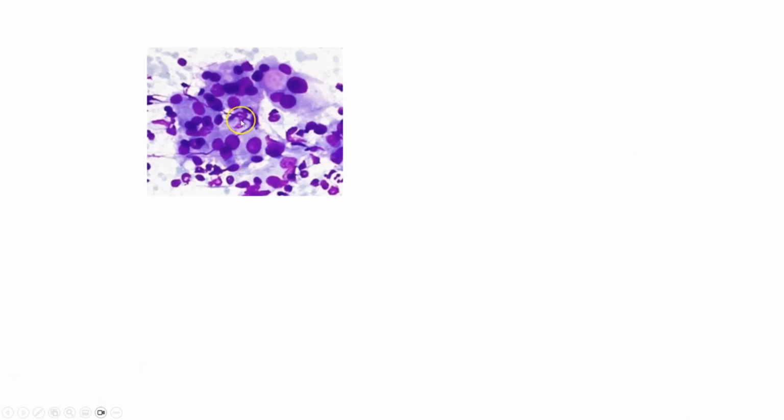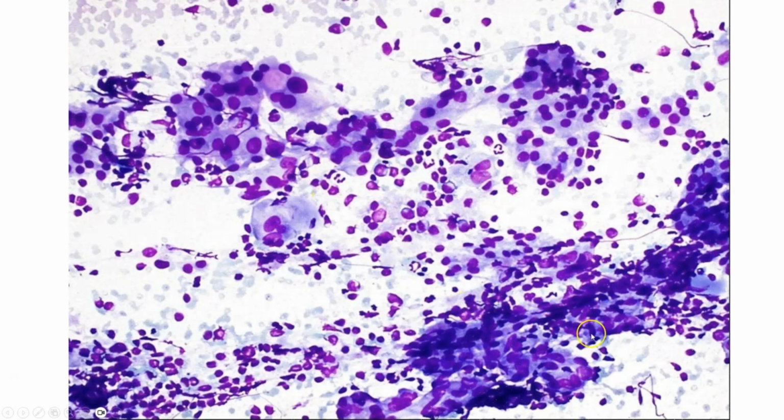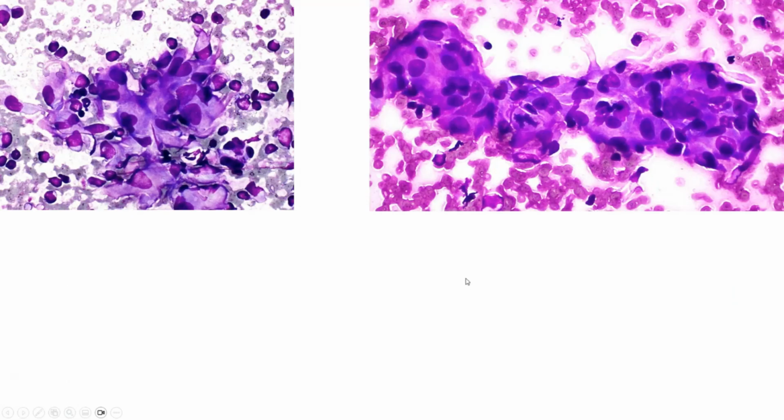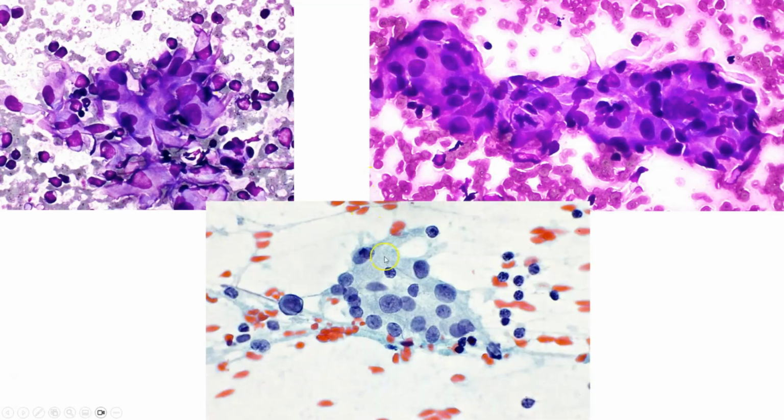Here again, we can see oncocytic cells with abundant cytoplasm. However, if you look at the whole picture, we can see lots of lymphocytes in the background, and this is therefore an example of lymphocytic thyroiditis, also in the benign category. Here are more examples of oncocytic cells with lymphocytes, and you notice that there can be quite a significant variation in nuclear size. Some of the nuclei and some of the cells themselves can be very large.